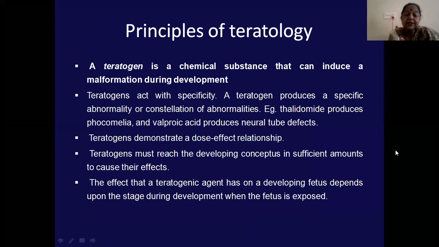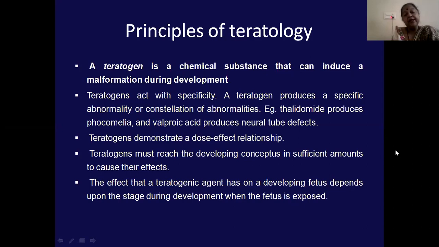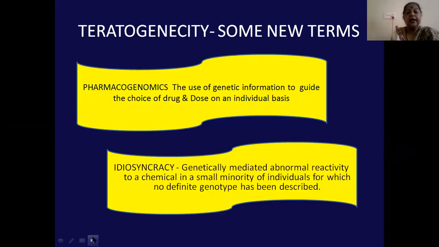Teratogens must reach the developing conceptus in sufficient amounts to cause their effects. The effect that a teratogenic agent has on a developing fetus depends upon the stage of development when the fetus is exposed. And there are upcoming new terms like pharmacogenomics, the use of genetic information to guide the choice of drug and dose on an individual basis. And idiosyncrasy, we all know about the aspirin idiosyncrasy. So there is a genetically mediated abnormal reactivity to a chemical in a small minority of individuals for which no definite genotype has been described. So these are the two terminologies one should remember.